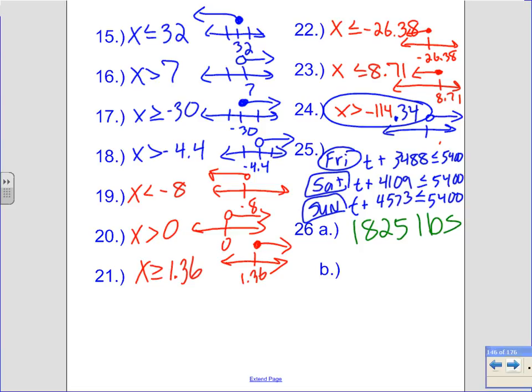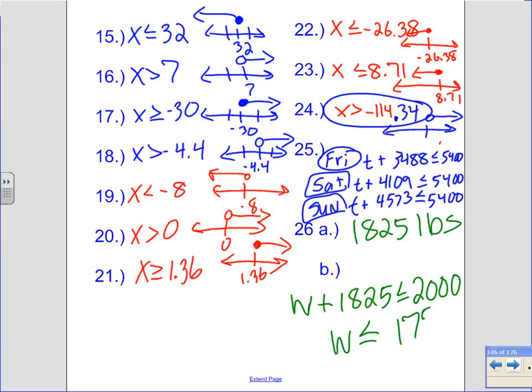Okay, Annalise, 26B. Inequality first, yeah. Okay, that works. You may also have W plus 1825 less than or equal to 2,000. Annalise, what did you get for your answer? Good job.